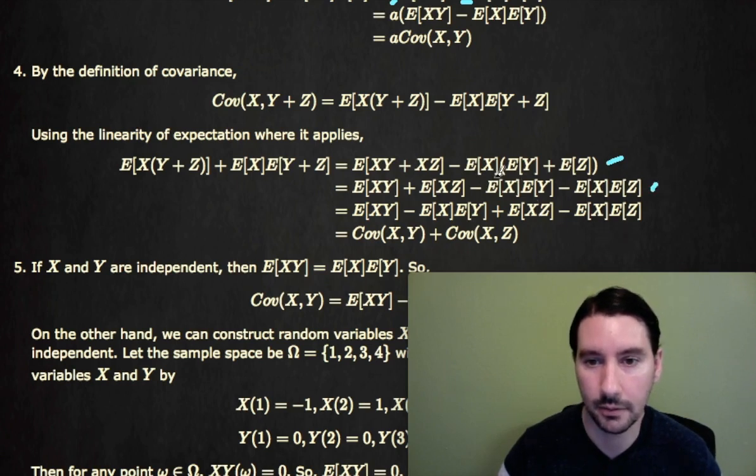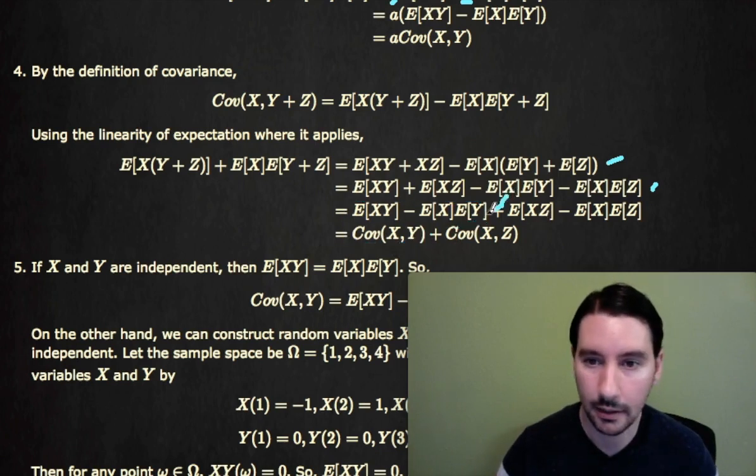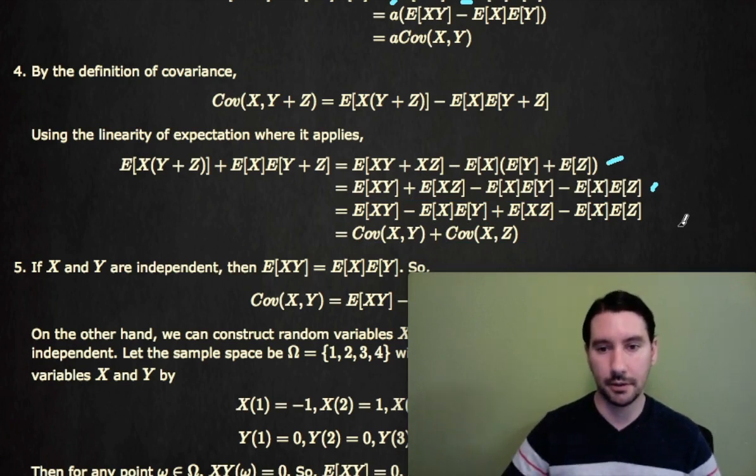And then it's just a matter of reordering things. So this e of xy stays in front, but then we're going to put minus e of x, e of y next, then the plus e of xz, then the minus e of x, e of z. These first two give us the covariance of x and y, and these two on the end give us the covariance of x and z. So that's just another way to write covariance of x and y plus covariance of x and z.